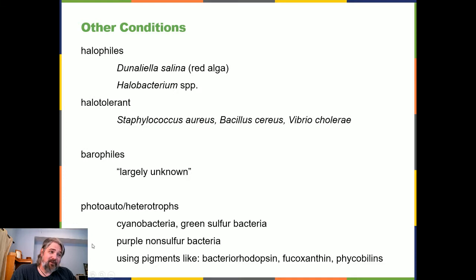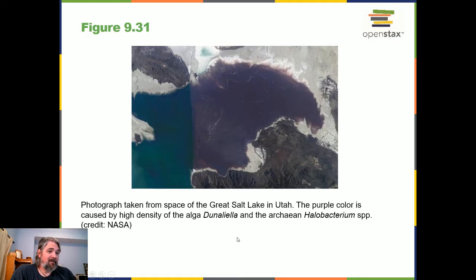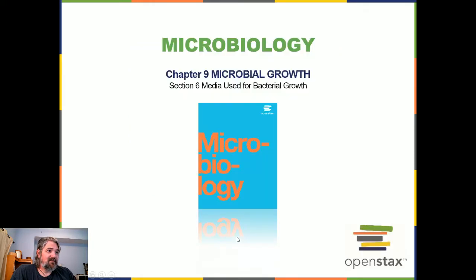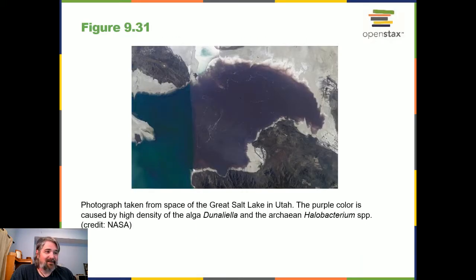So barophiles are largely unknown as a group. And of course our phototrophs, photoautotrophs, photoheterotrophs, cyanobacteria, our green sulfur bacteria, purple non-sulfur bacteria, and then some examples of the pigments they use. Okay, so wait, sorry, I just completely ignored this. Great Salt Lake in Utah. The purple is from this algae and Halobacterium.